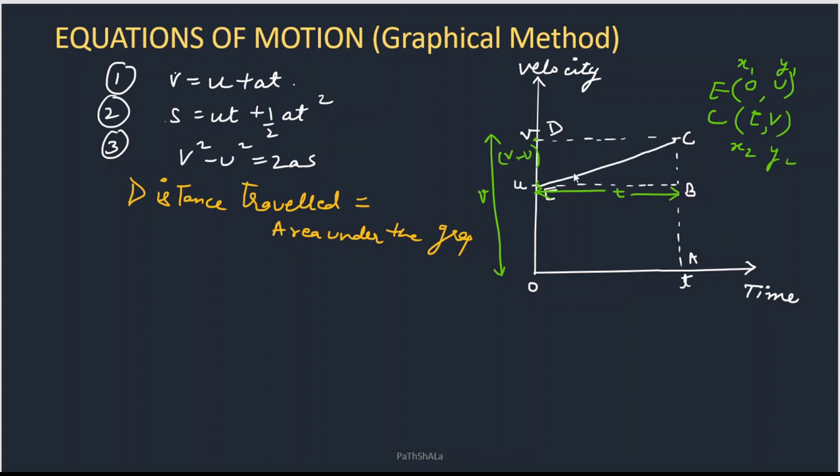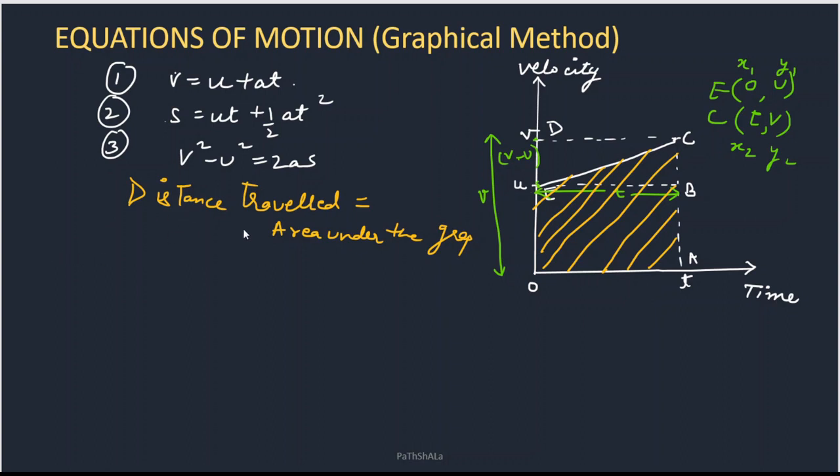So this complete area, you can see here, is the area under the graph, right? This yellow part, the shaded portion, is the area under the graph. Now I can see this area is actually divided into two parts: this triangle, which is ECB, and this rectangle, which is OABE.